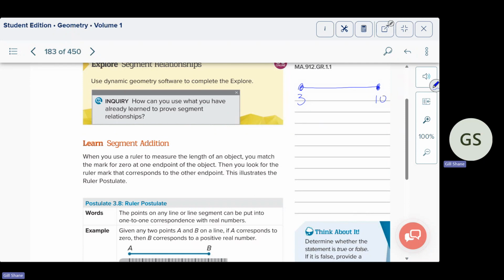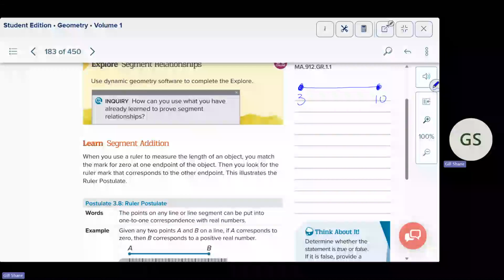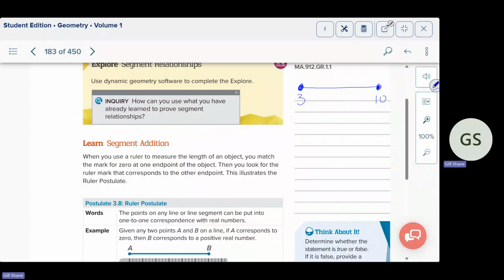It says that the numbers of a line segment, the endpoints or points on the line segment, correspond with an imaginary number line. So you can think of this as a number line that goes on forever in both ways. We're starting at the number 3 on the number line and going to the number 10. That's all the rule or postulate says. But you can figure out the length by using the numbers that make up the line segment.